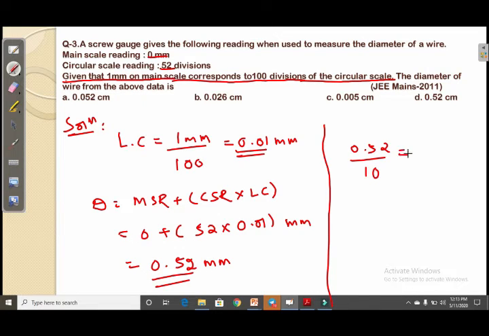So that becomes 0.052 centimeter. If you divide the answer in millimeter by the total number of millimeters in 1 centimeter, that is 10, that gives the answer in terms of centimeter. So this is the final answer, 0.052. Does it match with any options? Option A matches with this answer, so that's why option A is the correct option for this question.